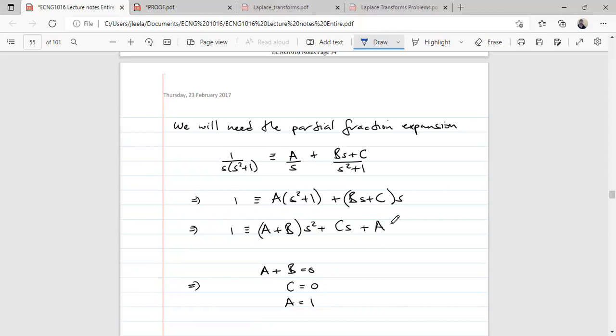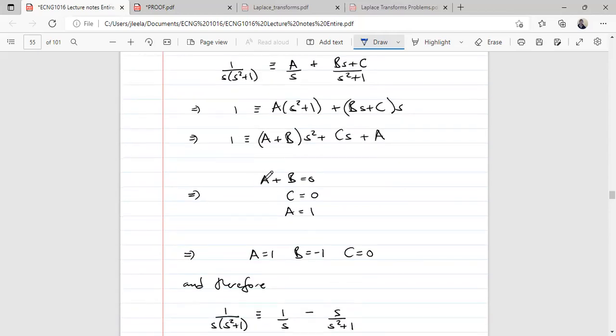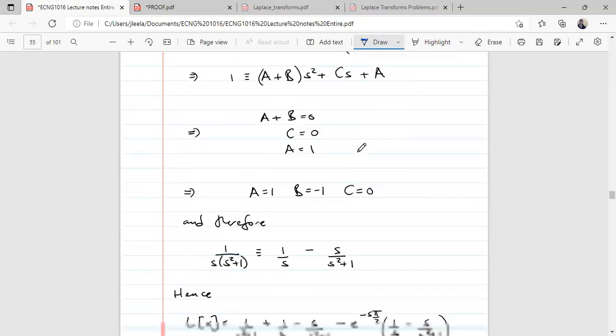And the coefficient of s to the power 0, which is just like a constant, because s to the power 0 is 1. So you have a on the right and you don't have any s on the left. So the coefficient of s to the power 0 is 1. So a is 1. So a plus b is 0. So 1 minus 1 is 0. So b is minus 1. So therefore, this here would be 1 over s minus s over s squared plus 1, because the c is 0, right?